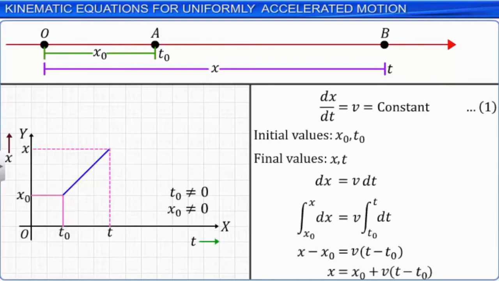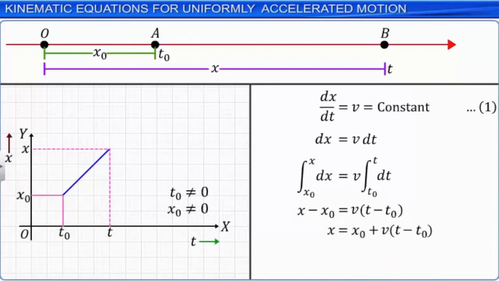This equation is used to obtain the position coordinate x of the body at any time t. This equation can be used when the values of x naught and t naught are both or either of them equal to 0. In other words, the equation is applicable under all conditions. Now let's derive equations for uniformly accelerated rectilinear motion.